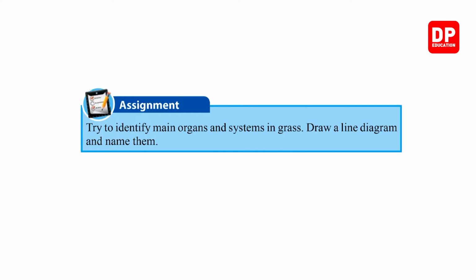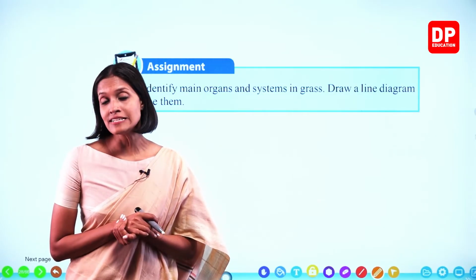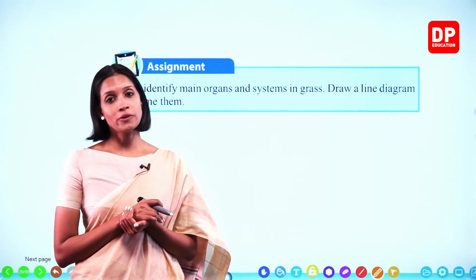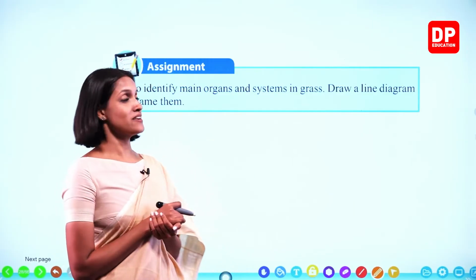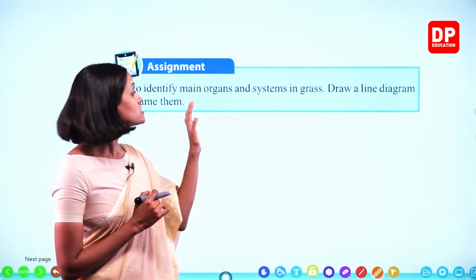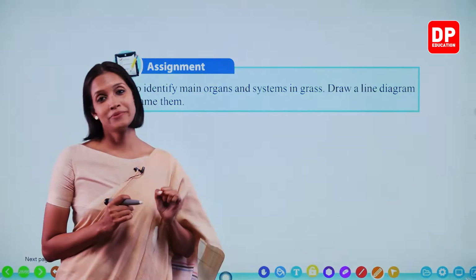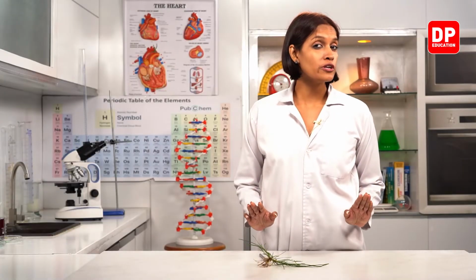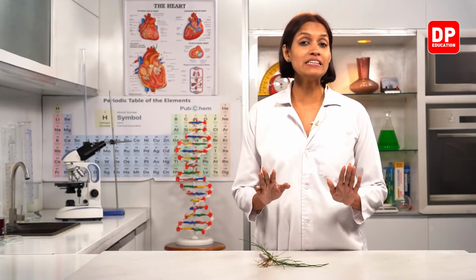Okay, we have another assignment to do. Try to identify the main organs and systems in grass. Grass is another type of plant. Do you remember in the first lesson we learned that grass is a monocot plant, or monocotyledonous plant? Draw a line diagram and name them. We will observe a grass plant now in the lab. Right, children, now we are going to see what systems are present in grass.